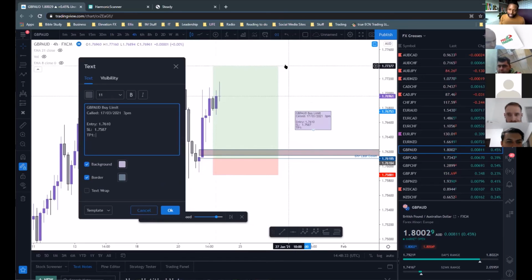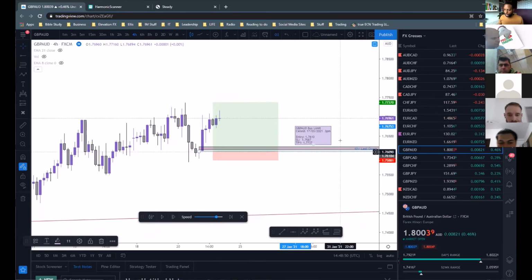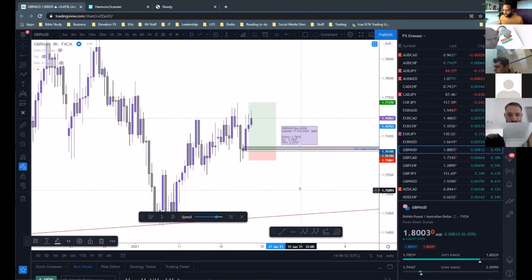I think we need to see how structure plays and how it gets there, right? Exactly. The way the price gets there will tell us what our TPs are. But let's just use what we've got, 1.7737. And let's just see if we can get anything bigger on the higher time frames.